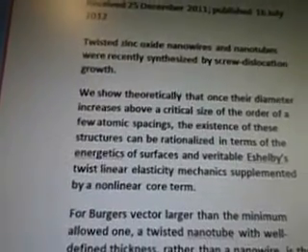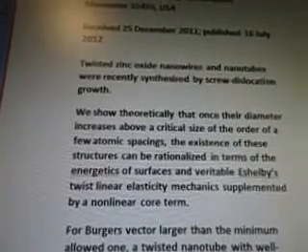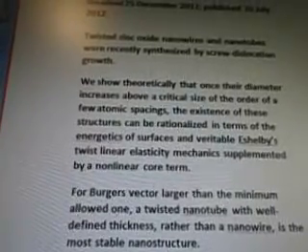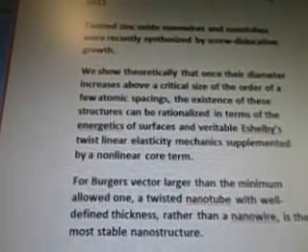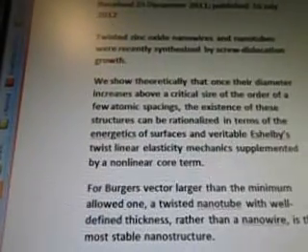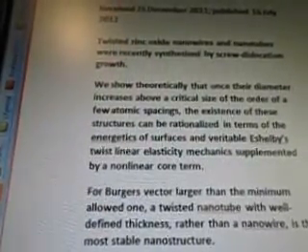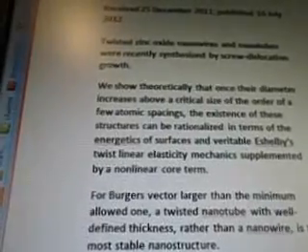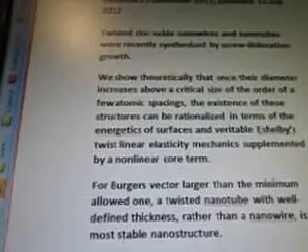Twisted zinc oxide nanowires and nanotubes were recently synthesized by screw dislocation growth. We show theoretically, so this is just a theory for them, but guess what? It's going to be used. Thank you very much for writing your theories. We show theoretically that once their diameter increases above a critical size of the order of a few atomic spacings, see, we're talking about spacing the nanowires around the core, right? One here, one here, one here, like that kind of thing, right?